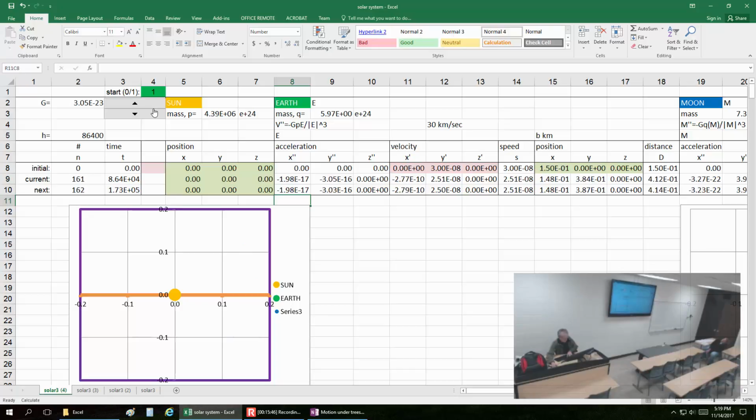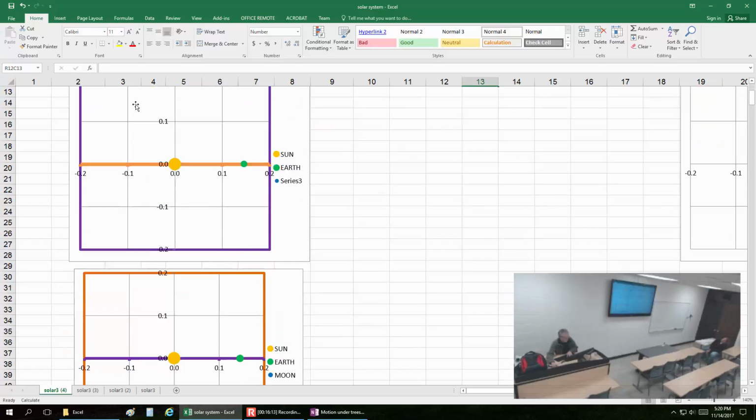Maybe it's moving too fast. Okay, I got to change the velocity here. So let me put zeros here. Well, maybe this time it's going to be better. It's not moving. Okay, why is it not moving? Yeah, okay, hold on a second.